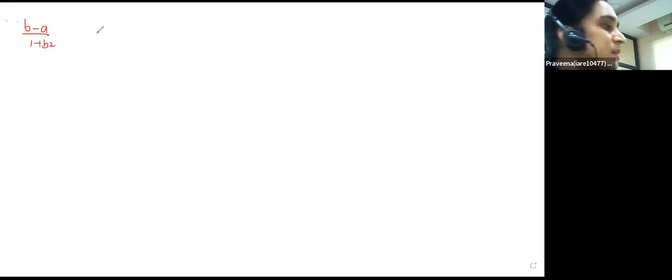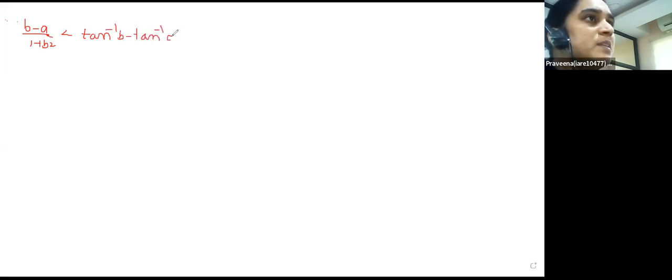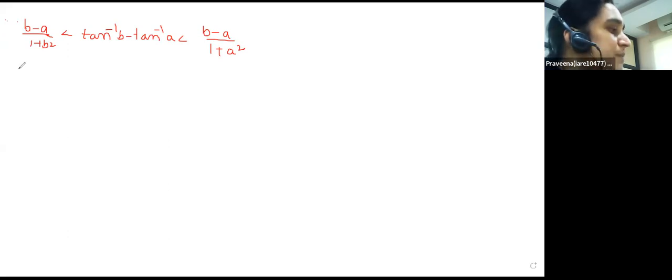I'll write the proof of that question. Yesterday we proved this: b minus a by 1 plus b square less than tan inverse b minus tan inverse a less than b minus a by 1 plus a square. Okay, in the last class we proved this, and now the following deduction part comes from it.